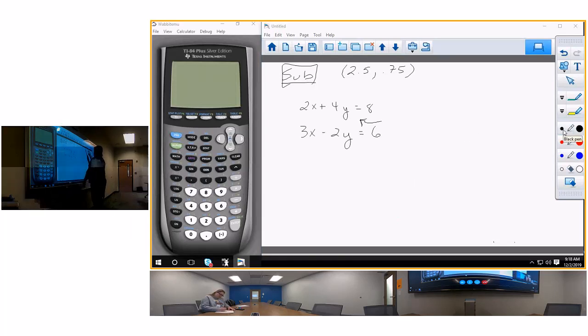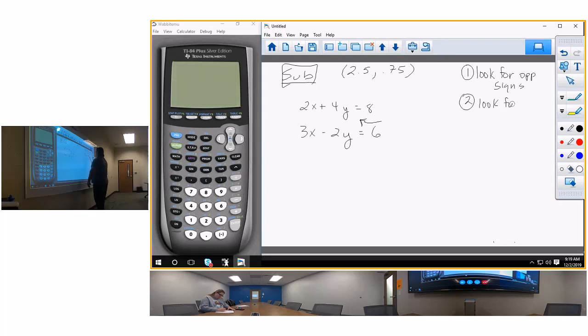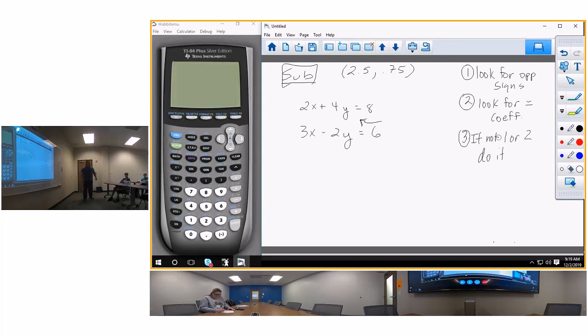1, look for opposite signs. 2, look for equal coefficients. 3, if not 1 or 2, do it. In other words, if you don't have number 1 and number 2, you're going to have to manipulate it.